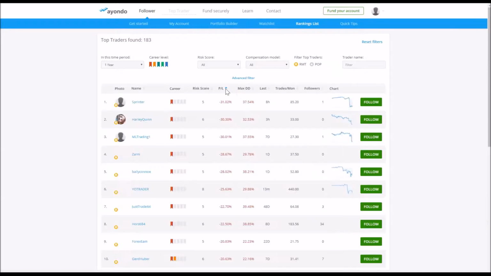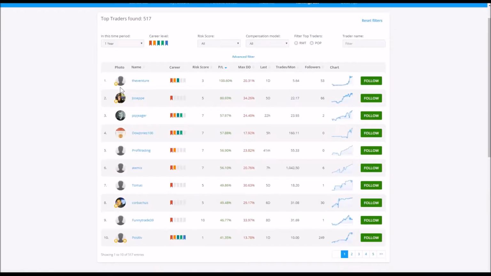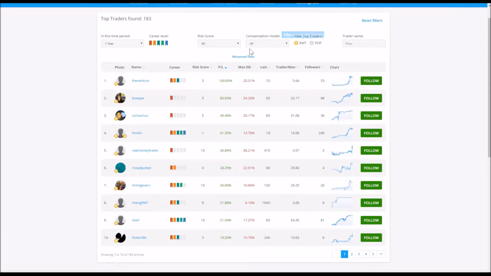So again, let's just sort by P&L. The top two, The Venture and Giuseppe, are still there. And every trader now has an R next to the name. And the R means they're a real money trader. So if I just flip that off again, if we look at the top 10 we were looking at before, 4 were real money traders. So 6 of them, like for example profit trading in here, have no R next to the name, which means they're not trading with real money. So for me, real money trader, that's what I want to see.